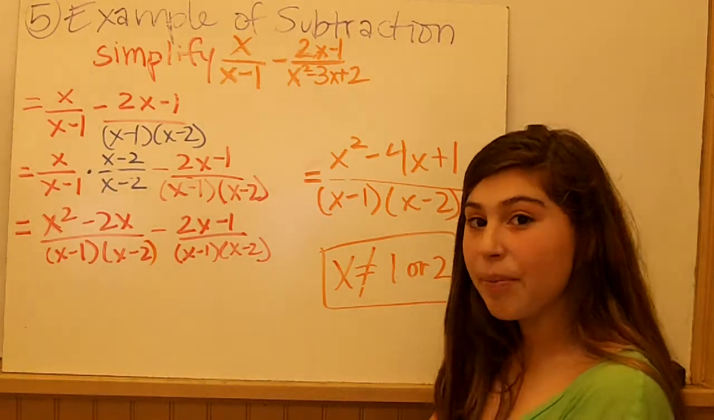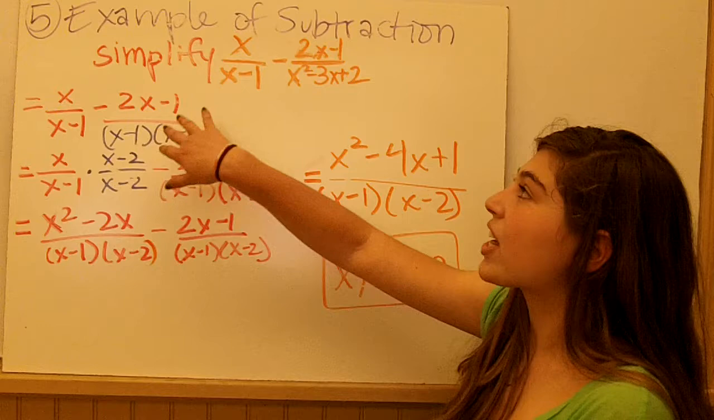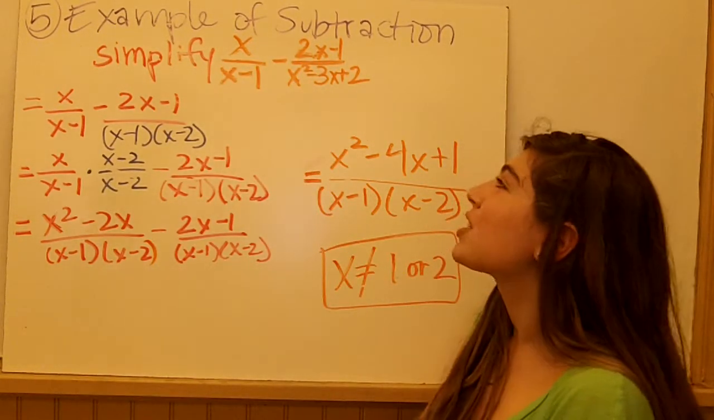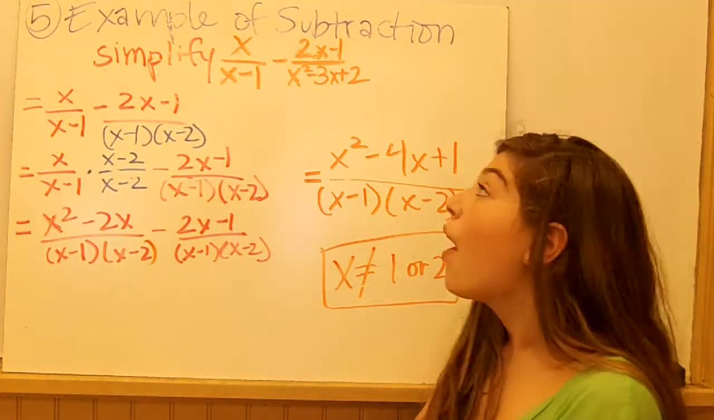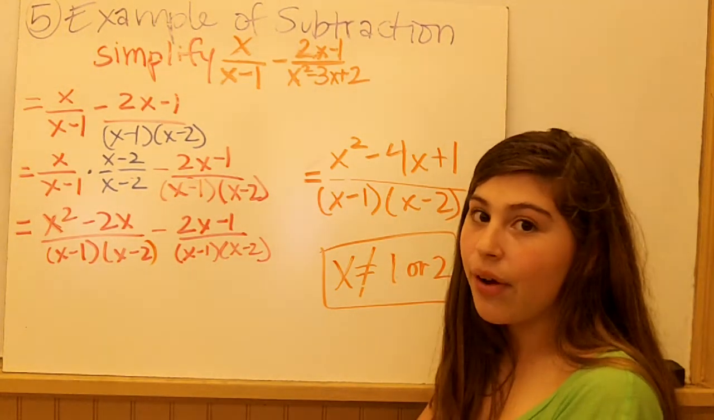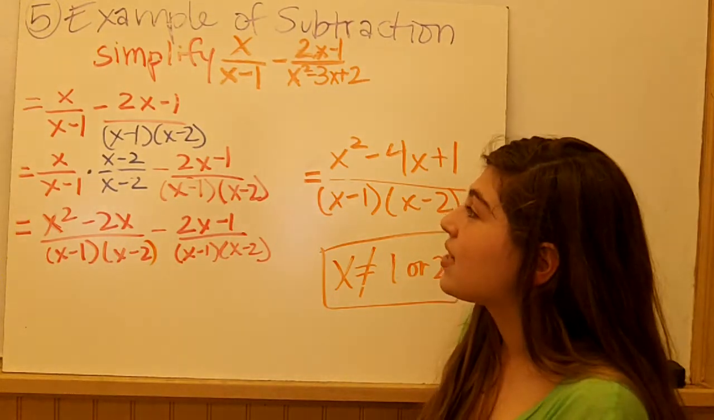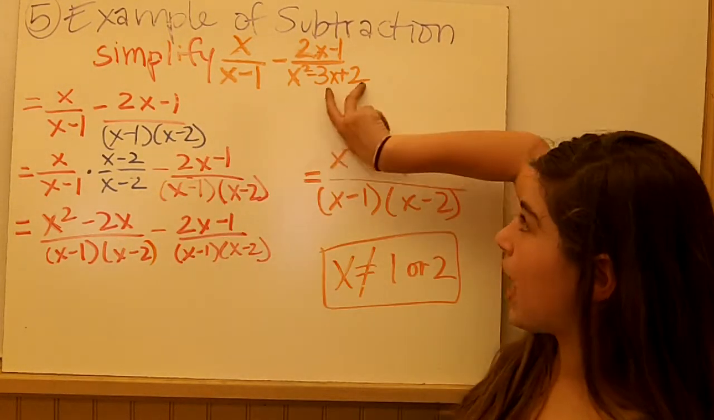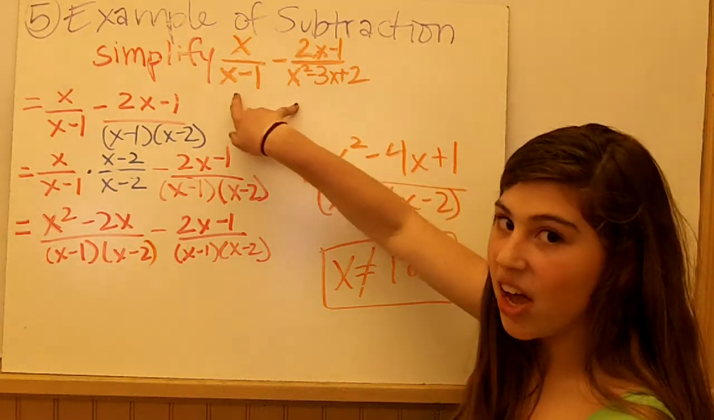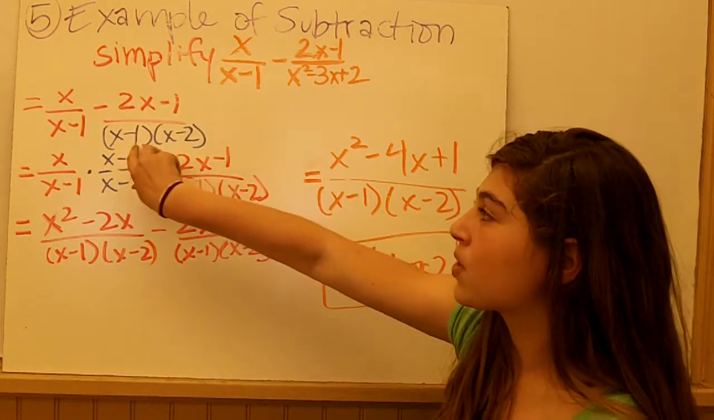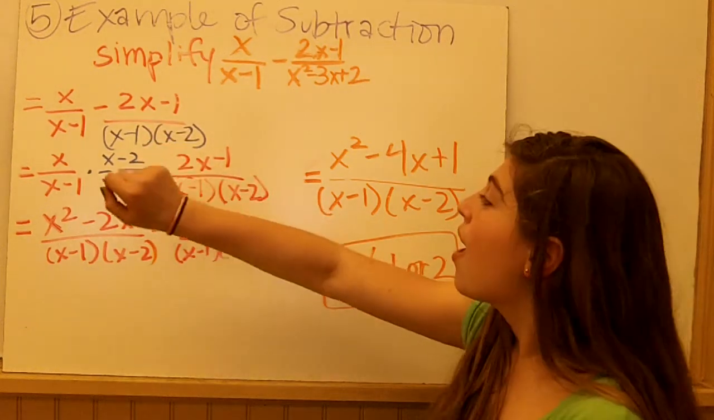Okay, so this is our example of subtraction, which you can see is actually the same as our one for addition, except it's now being subtracted. So we have x over x minus 1 minus 2x minus 1 over x squared minus 3x plus 2. And we factor this out because we have to find the prime factorization of these two, just like we did with addition. It factors out to x minus 1 times x minus 2.